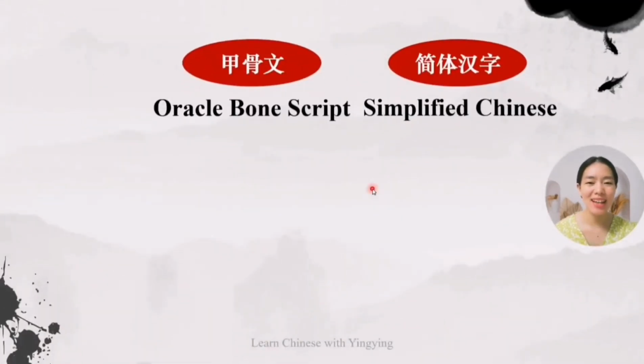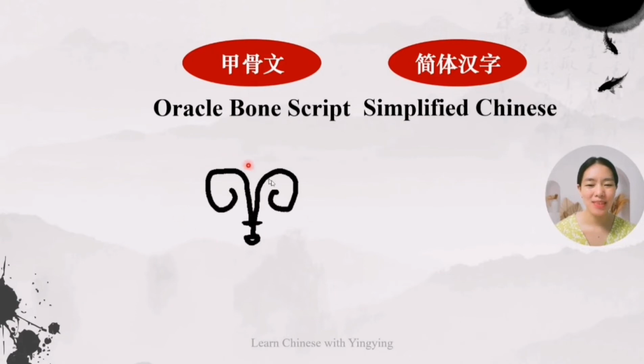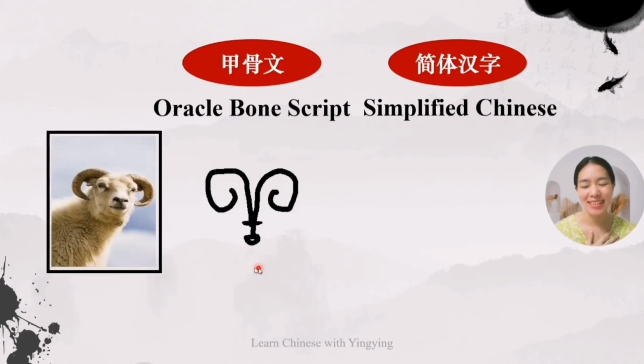Well, let's look at another example. What's the meaning of this one? It's a little bit trickier than previous two. You are right if you say it's a goat. See, it's a quite vivid expression of a goat, isn't it?